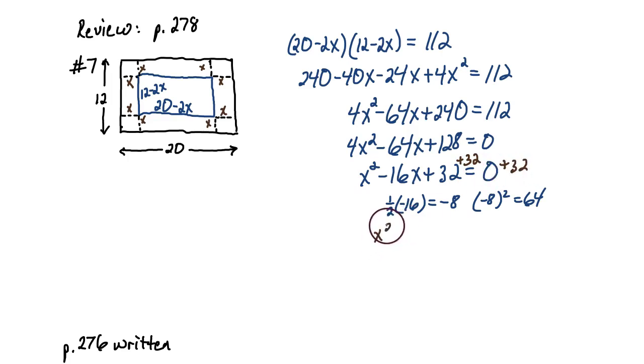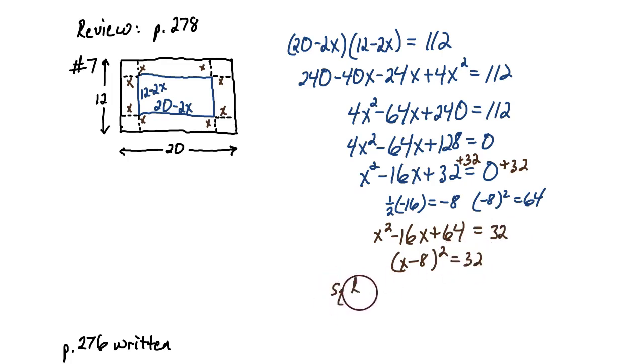Now our polynomial is x squared minus 16x plus 64, and that's equal to 0. This is a perfect square trinomial, and it factors as x minus 8 squared. Oops, it's not equal to 0 back here. I forgot I had added 32. Equals 32.